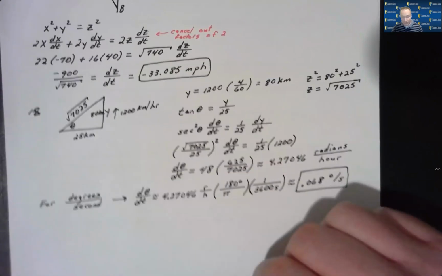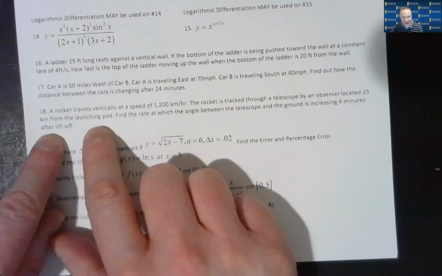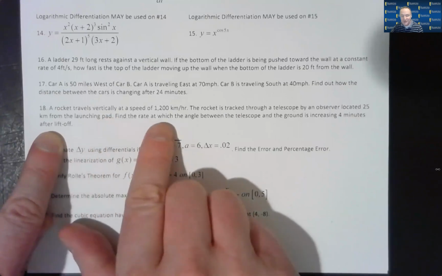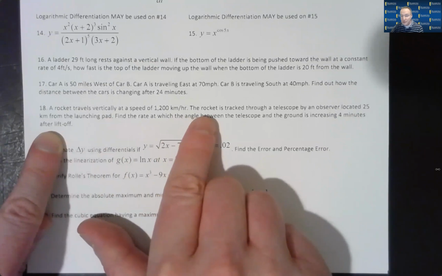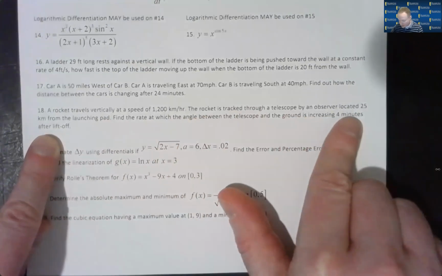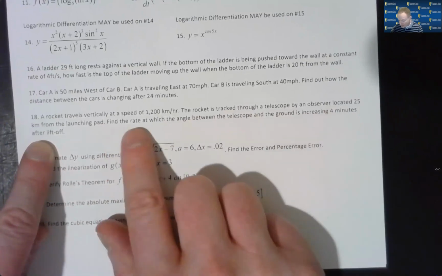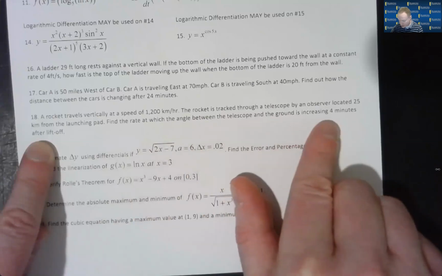For number 18 here, we have a problem in which we have a rocket that's traveling vertically at a speed of 1,200 kilometers per hour. The rocket is tracked through a telescope by an observer located 25 kilometers from the launching pad. We're supposed to find the rate at which the angle between the telescope and the ground is increasing 4 minutes after liftoff.